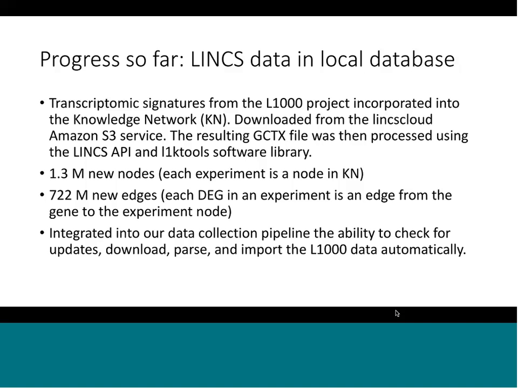We downloaded these from the LINKS Cloud Amazon S3 service, and we used the LINKS API and software library provided by you guys in processing the resulting files. The data then got stored in the databases, both in the form of a regular MySQL database as well as a graph structure, where we added 1.3 million new nodes, each experiment being a new node in the knowledge network, and 722 million new edges, where the edges were the presence of a gene as a DEG, or differentially expressed gene, in a particular LINKS experiment.